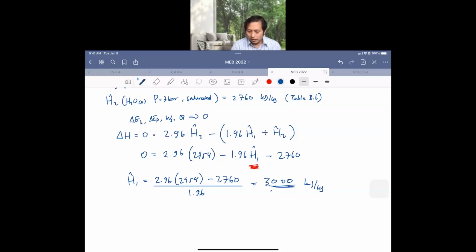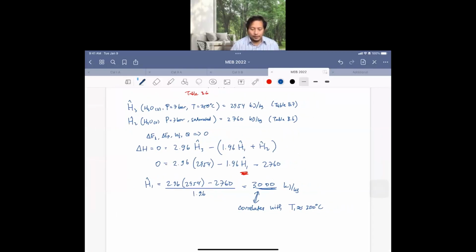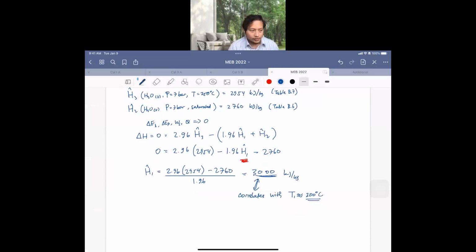This will correlate with T1, approaching at least 300 degrees Celsius if you check the table. Check the table B7. It will be around this 300 Celsius.